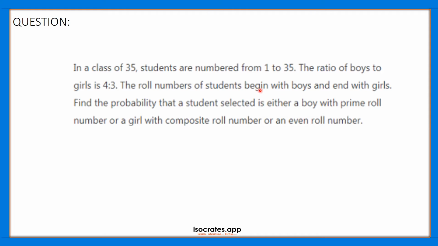So what is given to us is that there is a class of 35 students numbered from 1 to 35, and it is also given that the ratio of boys to girls is 4:3. The roll number begins with the boy, that is 1, 2, 3, etc. It starts from boys and it ends with girl, that is 35. The number 35 will go to a girl.